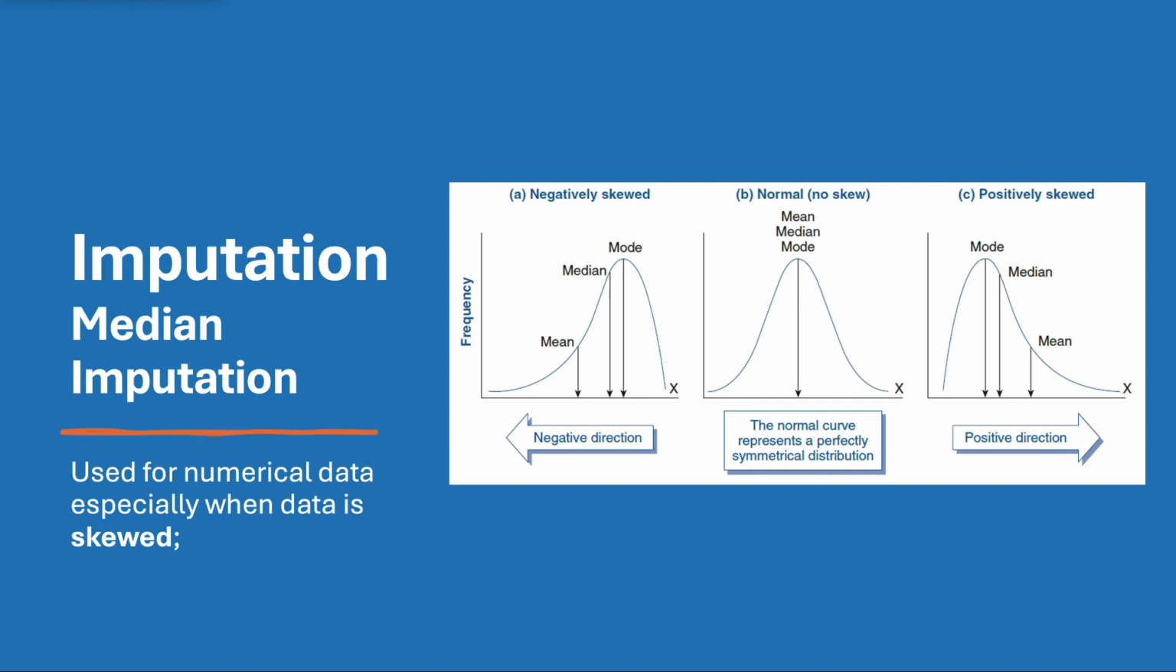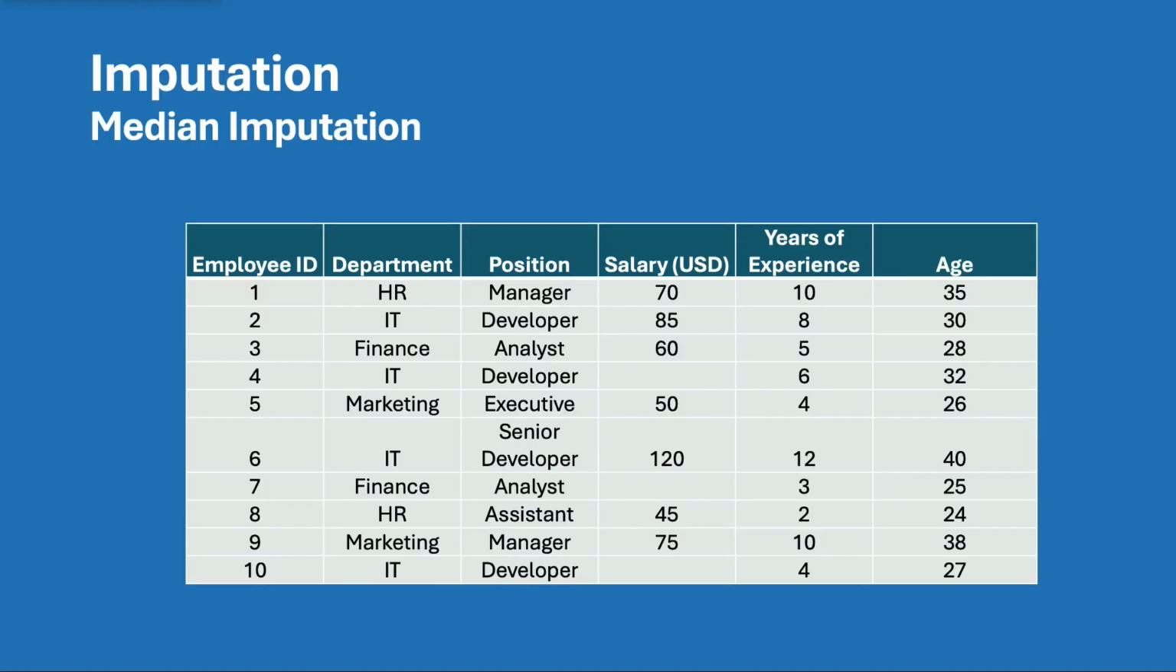Let's discuss an example of median imputation. Suppose you have a dataset containing the salaries of employees in a company and some salary values are missing. Salaries are often right skewed. Few people earn much more than the rest, so imputing missing salary with the median salary would be more appropriate, because the median is not influenced by extreme values, outliers, making it a more robust choice in skewed distribution.